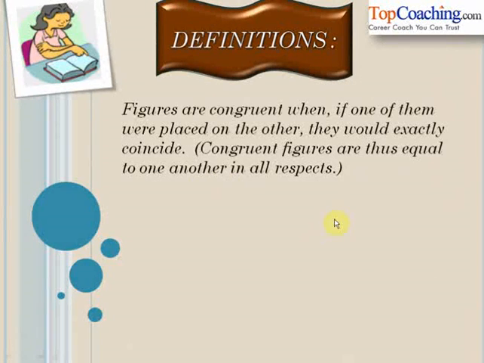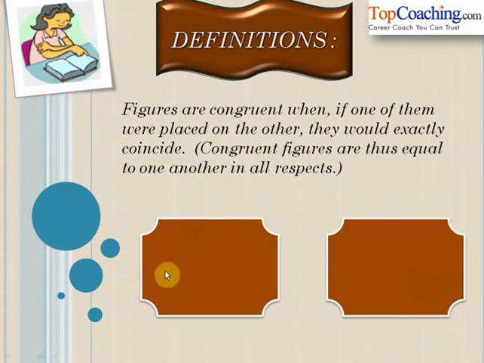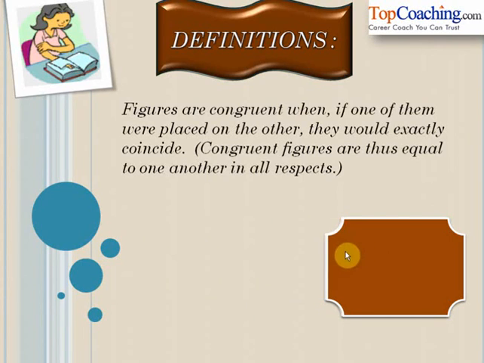The next is that figures are congruent if, when one of them is placed on the other, they would exactly coincide with each other. So congruent figures are equal to one another in all respects. We can say that 2 figures are congruent if we could exactly place the other figure on the first figure and these 2 figures would coincide with each other. Let us say that these are the 2 figures. Now if we place this figure over this, then we see that these 2 figures exactly coincide with each other, and so these 2 figures are congruent to each other.